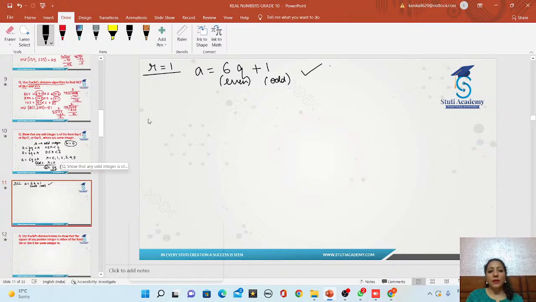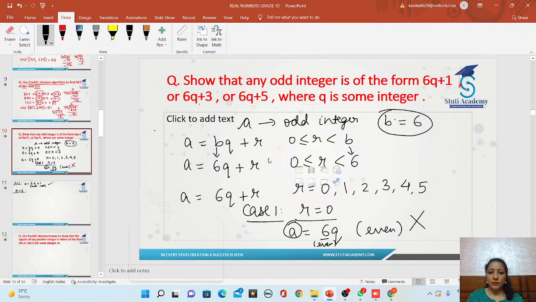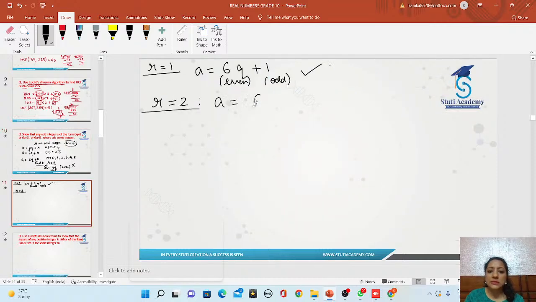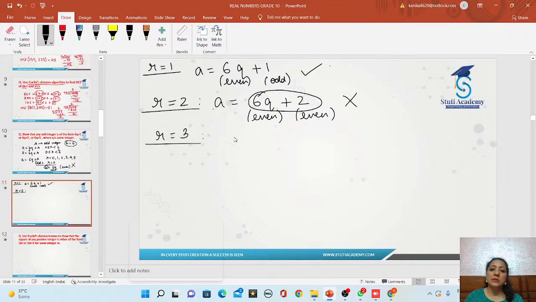Now in the same way, I'm going to proceed further. So we have r is equal to 2. I'll put 2 here. So this will become a is equal to 6q plus 2. So 6q is even and 2 is also even. An even number added to an even number will give us even only. So this is going to become even and a is odd. Not possible at all. So we'll rule out this possibility. It's a contradiction.